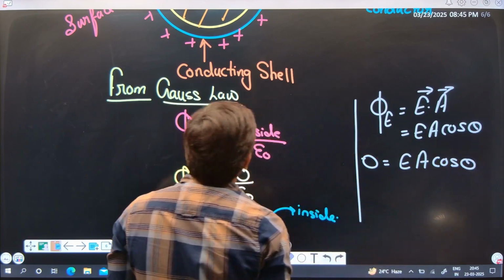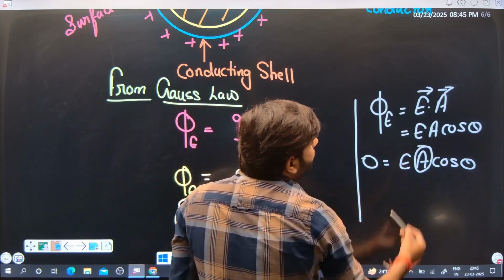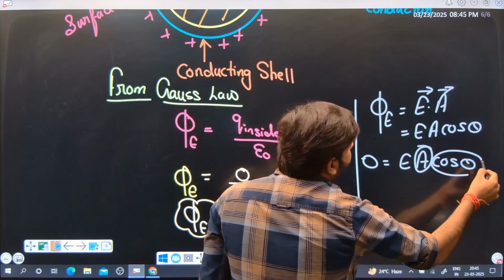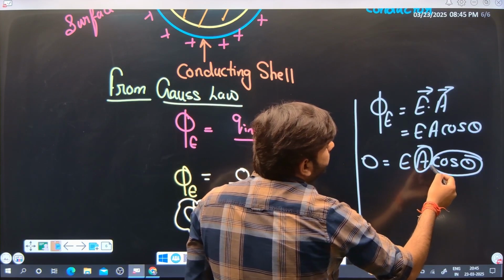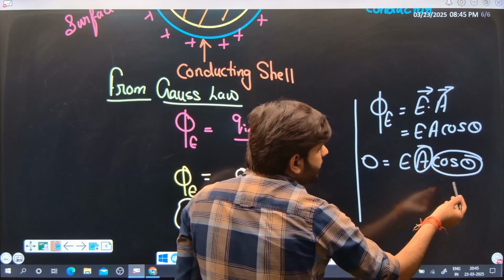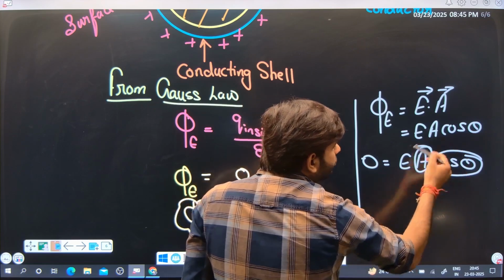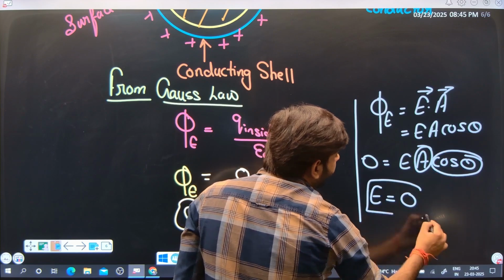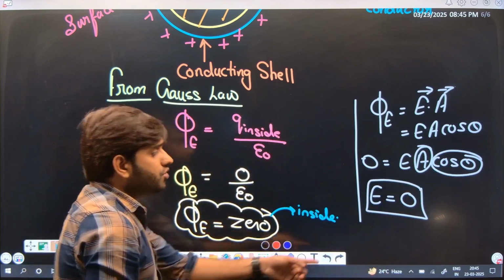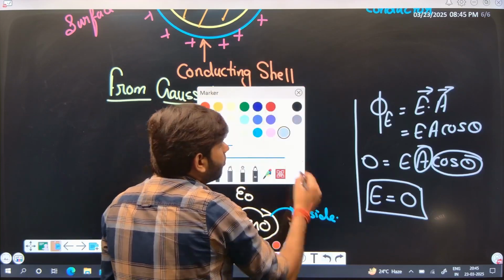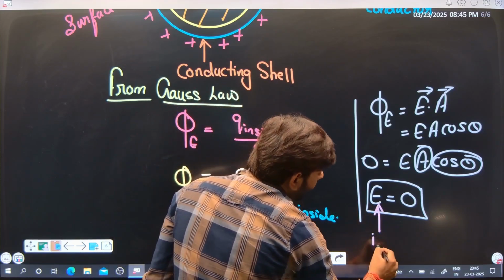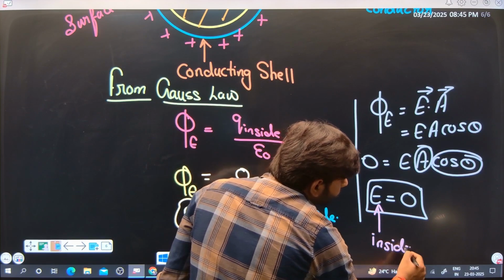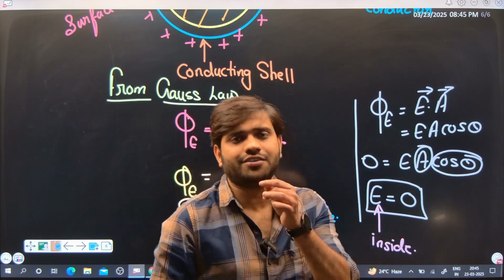Here we can see that the area is not 0, and the angle between the area and the electric field is also not 90 degrees. Hence the flux is not 0. Hence only the electric field can become 0, so that it can make the electric flux 0. So the electric field inside is always 0. Electric field inside is always 0 in case of conductors.